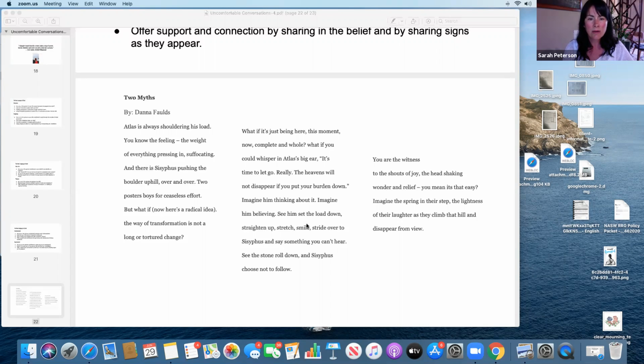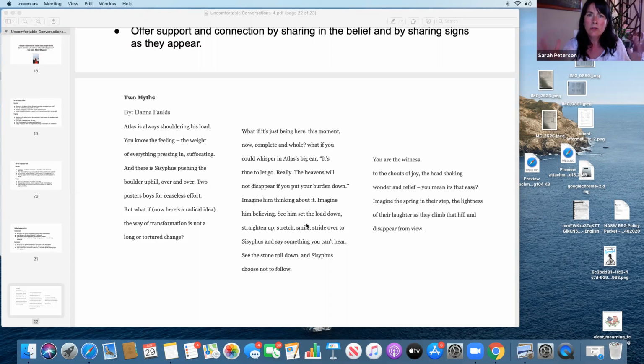Imagine him thinking about it. Imagine him believing. See him set the load down, straighten up, stretch, smile, stride over to Sisyphus and say something you can't hear. See the stone roll down and Sisyphus choose not to follow. You are the witness to the shouts of joy, the head shaking, wonder and relief. You mean it's that easy? Imagine the spring in their step, the lightness of their laughter as they climb that hill and disappear from view.